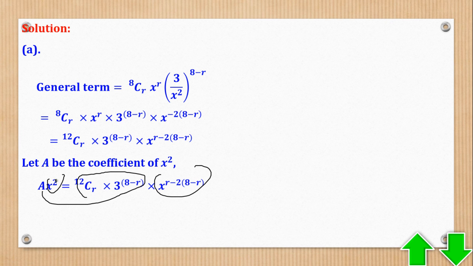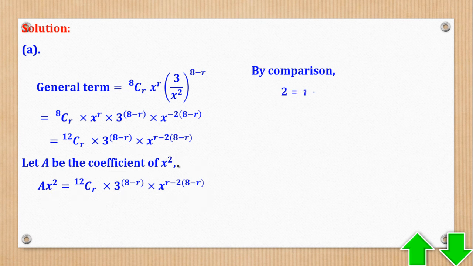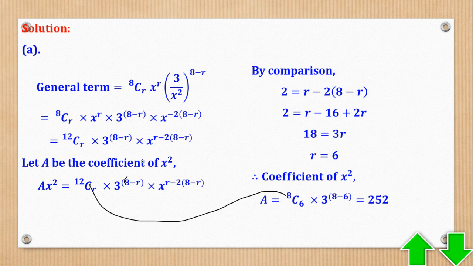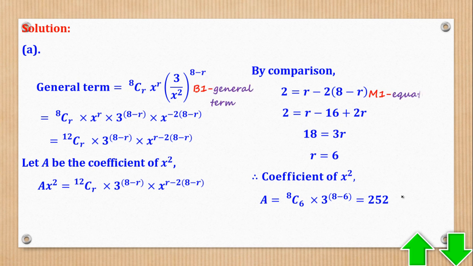So the powers should be the same. Now we shall come and equate the powers. Expand and simplify to make r the subject. That means that the coefficient of x squared will be a, which is this. So substitute for r, and also here substitute for r to get the output. And that's what they wanted in part A.